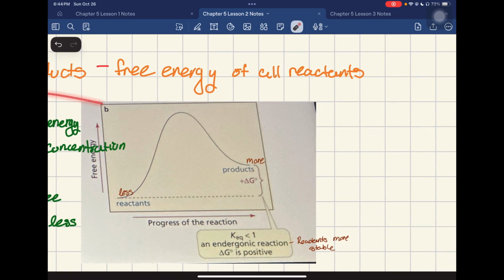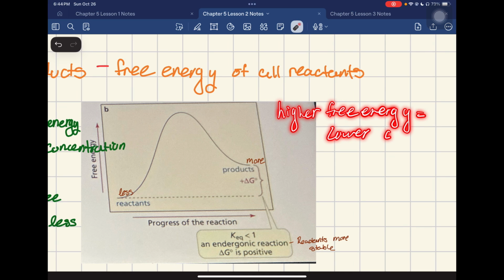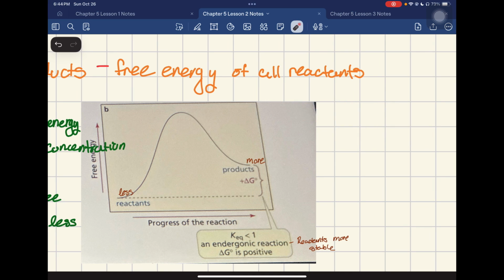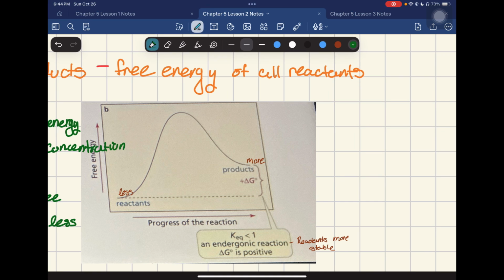Next, on this side, we have an endergonic reaction. So there are more products, so higher free energy is going to equal lower concentration, right? And then lower free energy is going to indicate higher concentration. So product is going to be 1 over 2, which is 0.5. So actually, this note needs to be fixed, right?